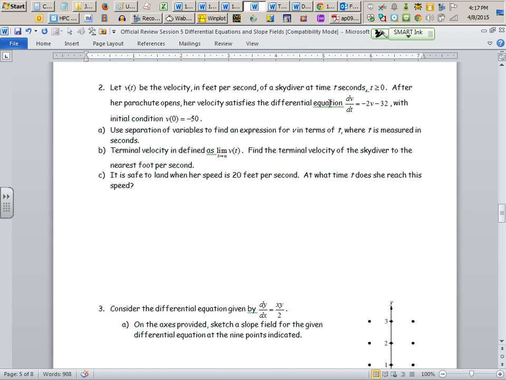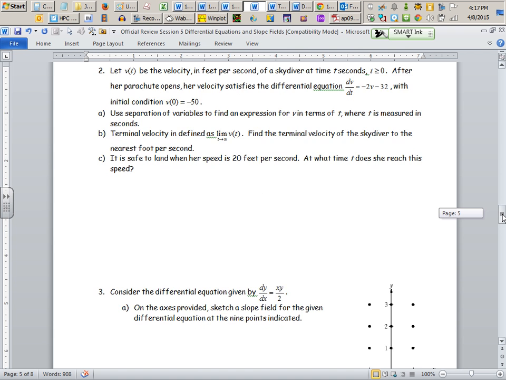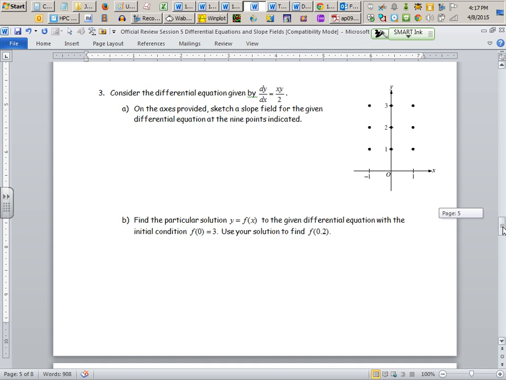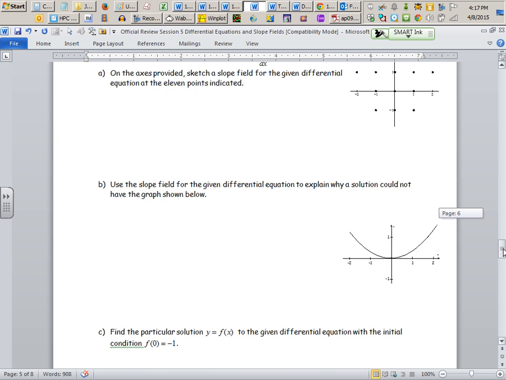This is a cool one. It's a skydiver falling, and her velocity satisfies this differential equation. Use separation of variables to find her velocity. This one is an FRQ where you had to sketch a slope field. Two of them, in fact.